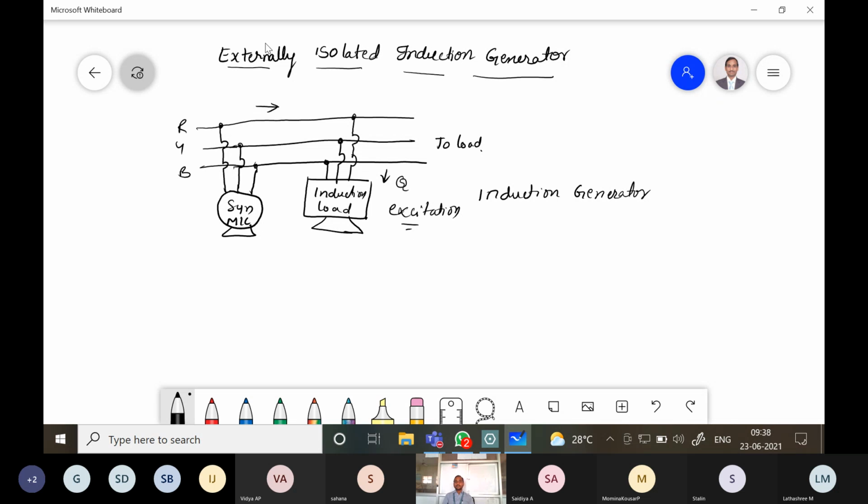So this is called an externally excited induction generator. That is called external excitation, which can be given to the induction generator for the poles' excitation. Okay, and the other operations are the same. Okay, so the next concept is the isolated induction generator.